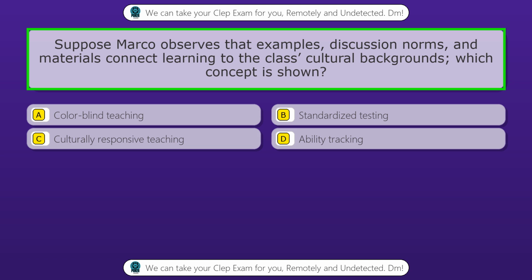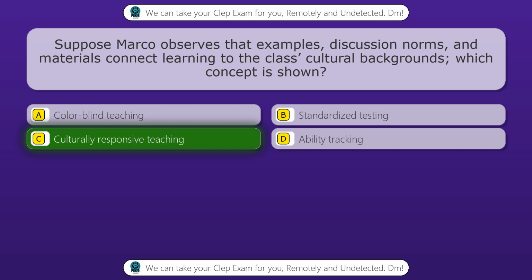Question 69. Suppose Marco observes that examples, discussion norms, and materials connect learning to the class cultural backgrounds. Which concept is shown? Option A, colorblind teaching. Option B, standardized testing. Option C, culturally responsive teaching. Option D, ability tracking. The correct answer is option C, culturally responsive teaching.